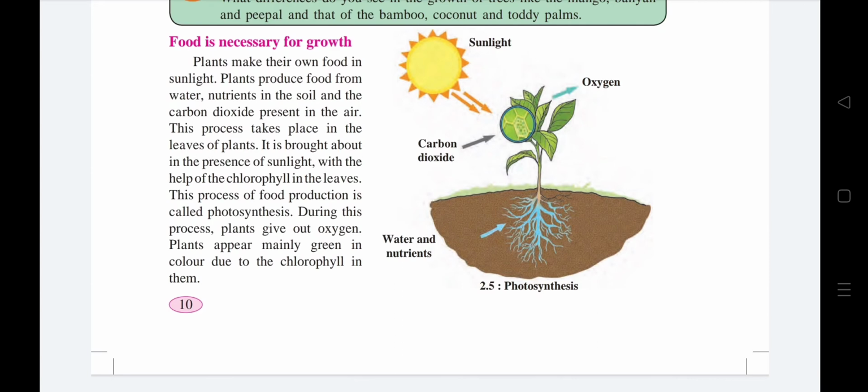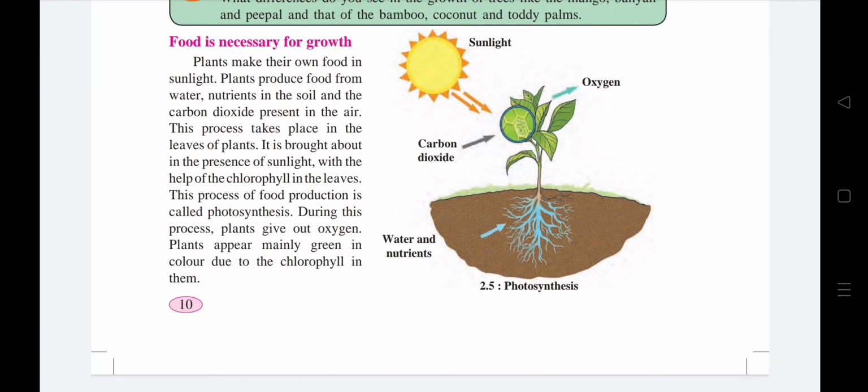How do they take water and how do they take nutrition? As we prepare our food in the kitchen, right? We cook something and we eat that. But are plants also cooking, and do they have a kitchen? No. They prepare their own food. That process is called photosynthesis.